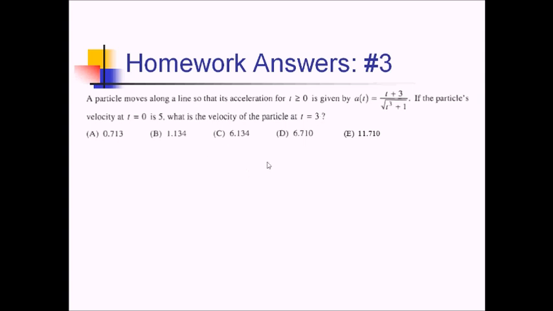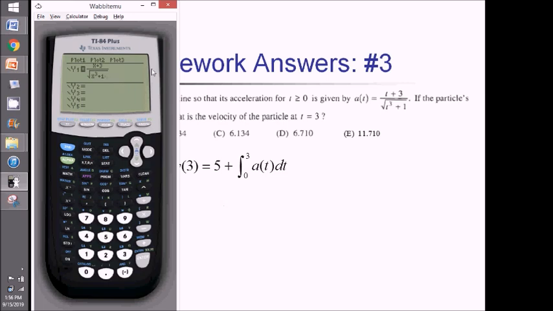To figure out the velocity at time 3, v of 3, we need to take the velocity at time 0, which is 5, and add the total change in velocity from 0 to 3. So that's going to end up being the integral of a of t from 0 to 3. And let me just plug that in the calculator.